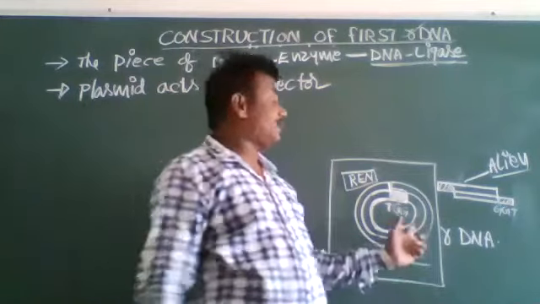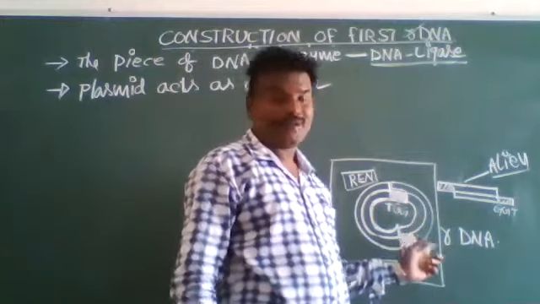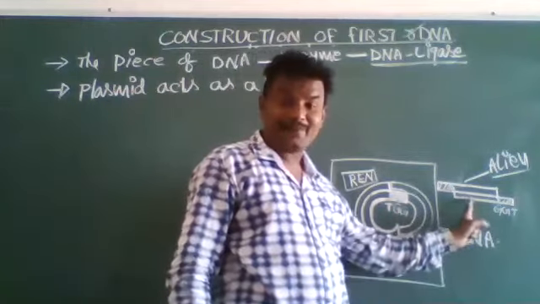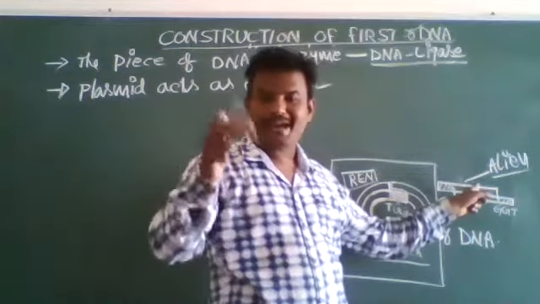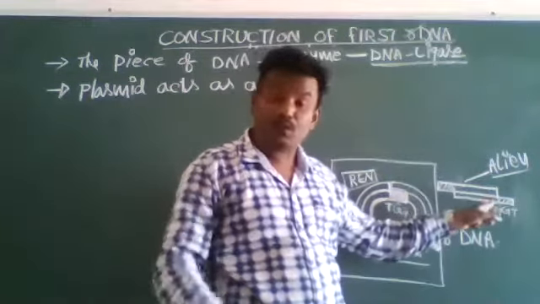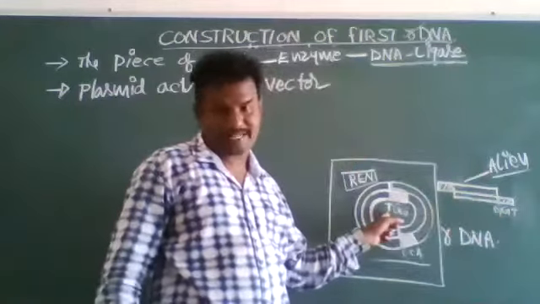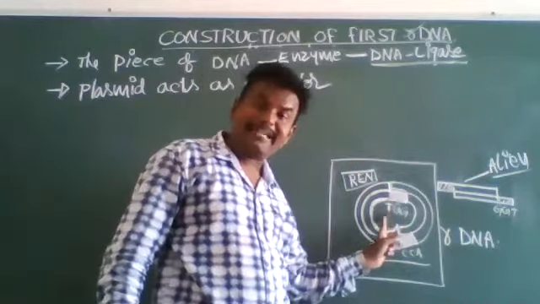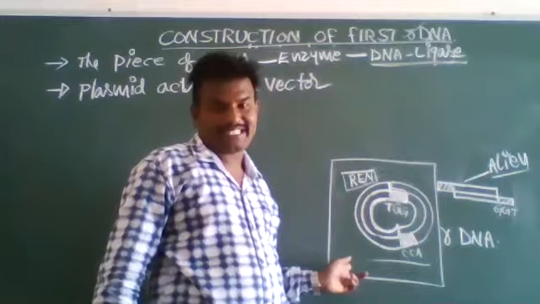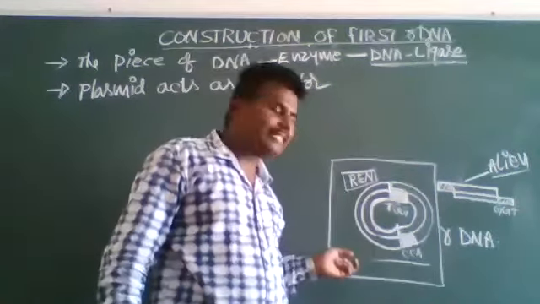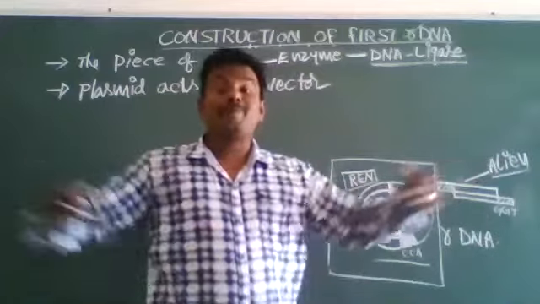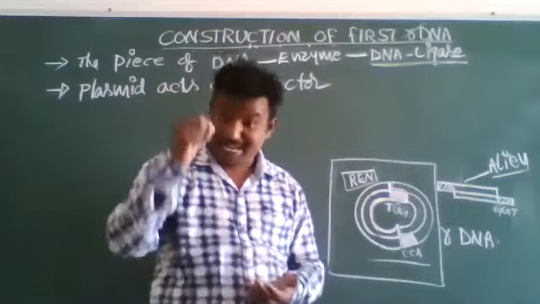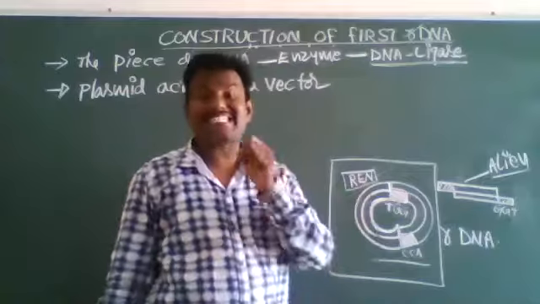In the same way here also. Okay, a foreign DNA, this is. If you wanted to produce this number of copies, manually it is not possible. What we have to do is insert it into the plasmid. Then the plasmid is transferred into E. coli bacteria. In the E. coli bacteria, these multiple copies are formed. So here the plasmid acts as a vector.